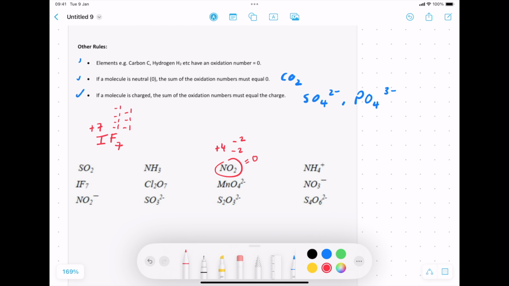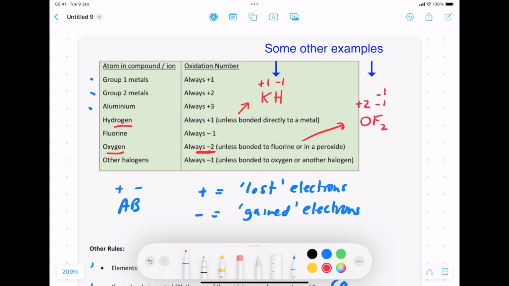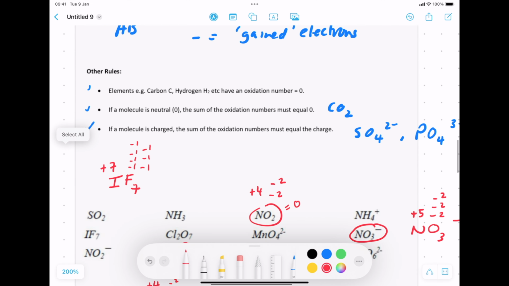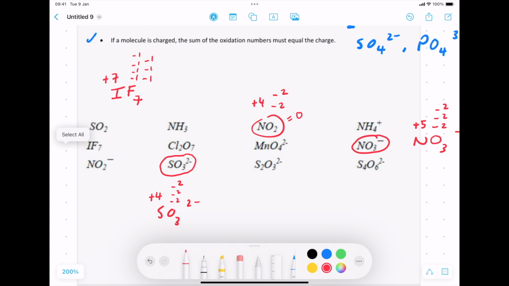Right, let's take a look at something with a charge now. So for example, what about this one? Nitrate. So nitrogen and oxygen again, but this time we have a -1 charge. So we know oxygen has to be -2, and there's 3 of them, so -2, -2, -2 comes to -6. So for this to come to -1 overall, which is what a -1 charge is, that means nitrogen has to be +5, because +5 take away 6 gives -1. So I hope that's helpful. Don't forget, go ahead, finish off the remainder of these and then check your answers below the video.